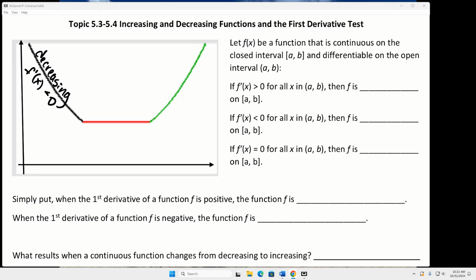All right, what about this red section? How would you describe it in words? It's going to be constant. And then what do you think about the slope or the derivative when a function is constant? Absolutely. And then I'm pretty sure you could finish this without me. This green section, the function is increasing, which means the derivative or the slope is positive there.